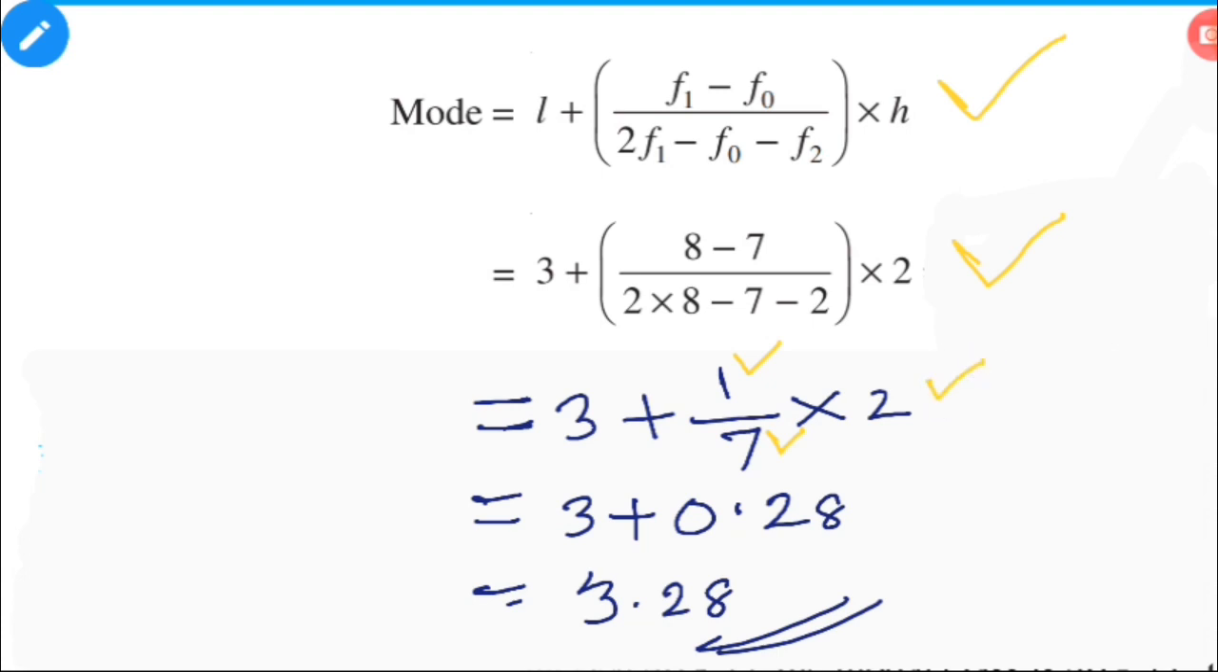That's equal to 3 plus 2 by 7. 2 by 7 is 0.28. So 3 plus 0.28 equals 3.28. So the mode of this data is 3.28.